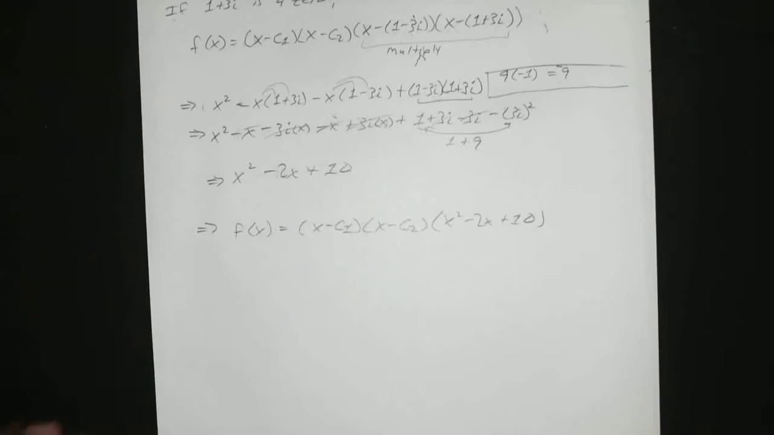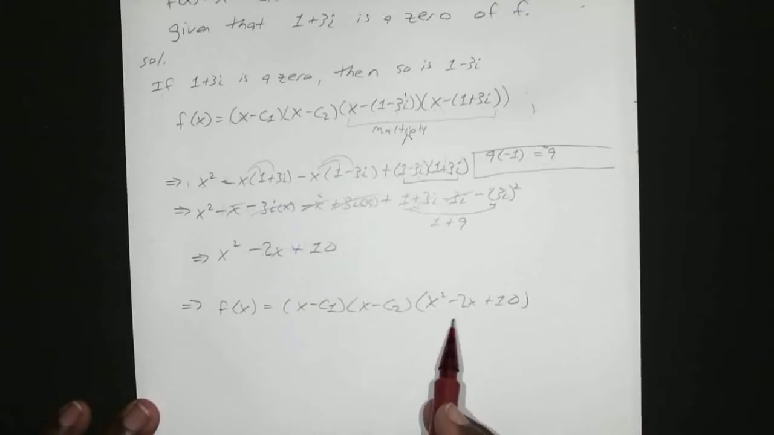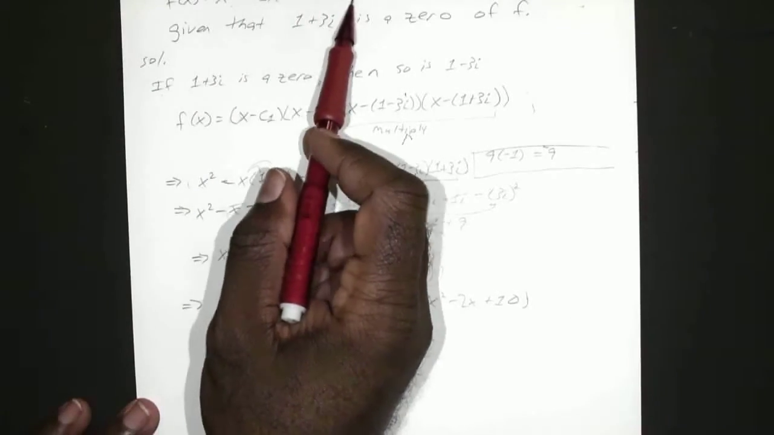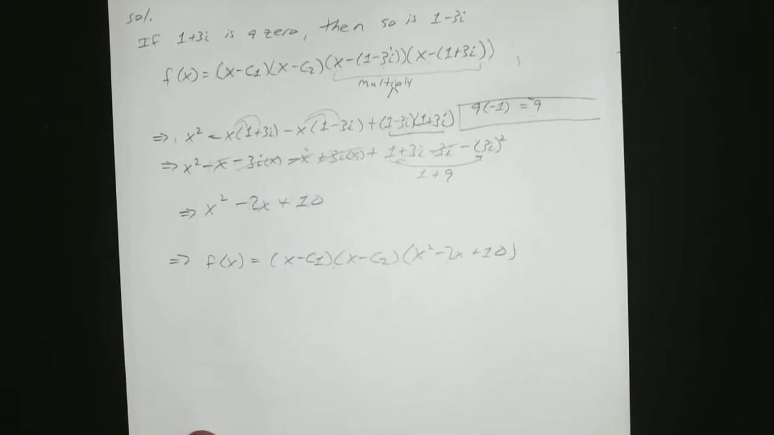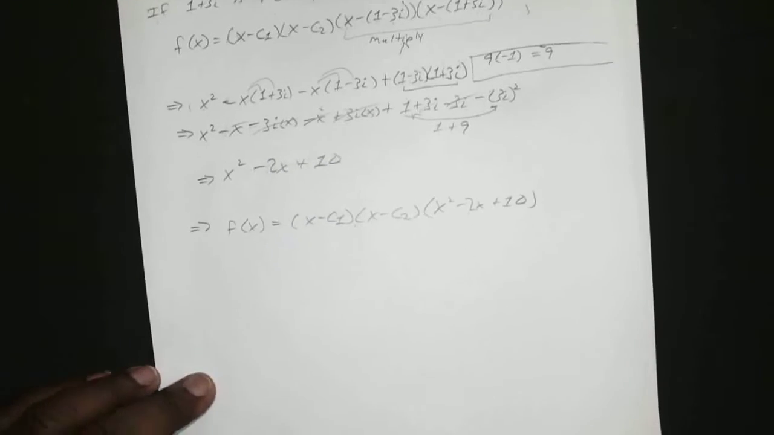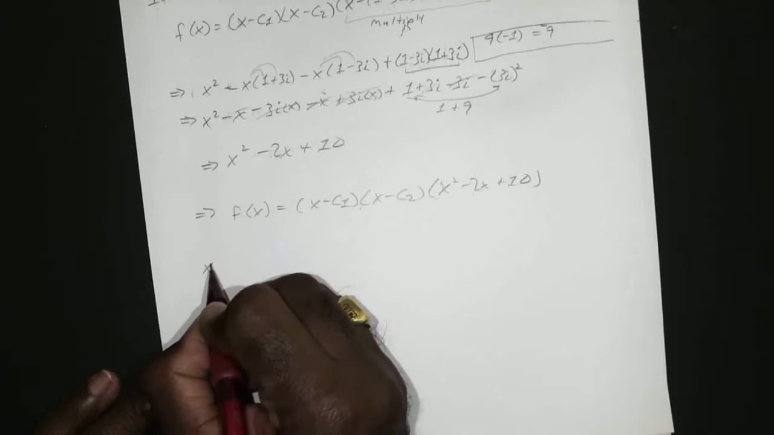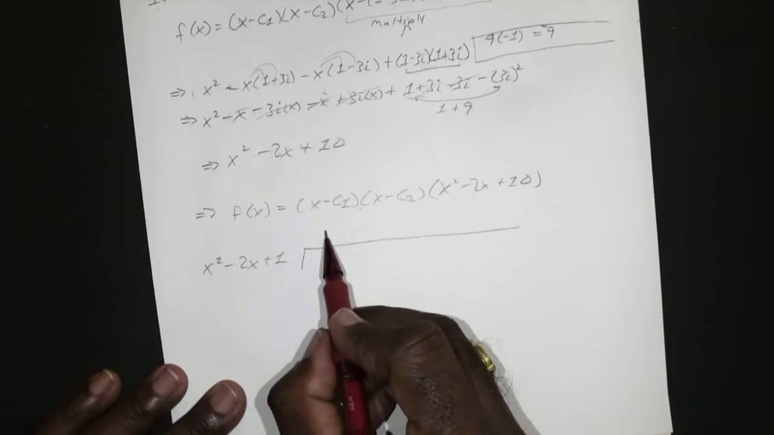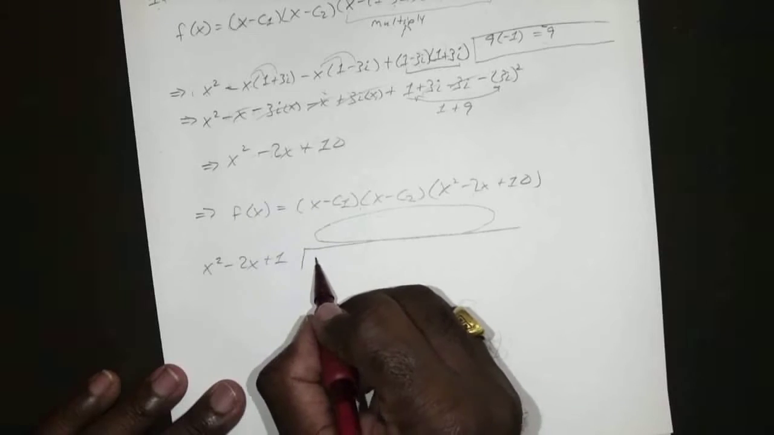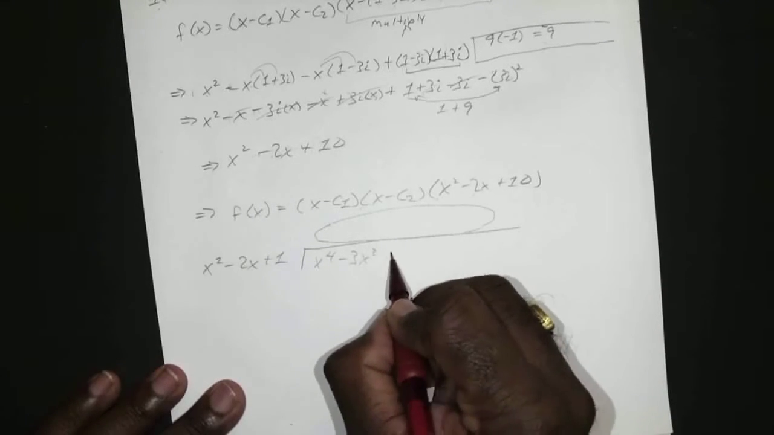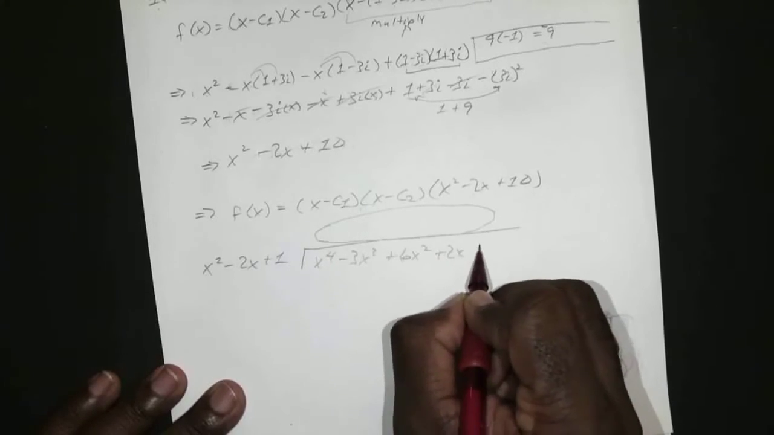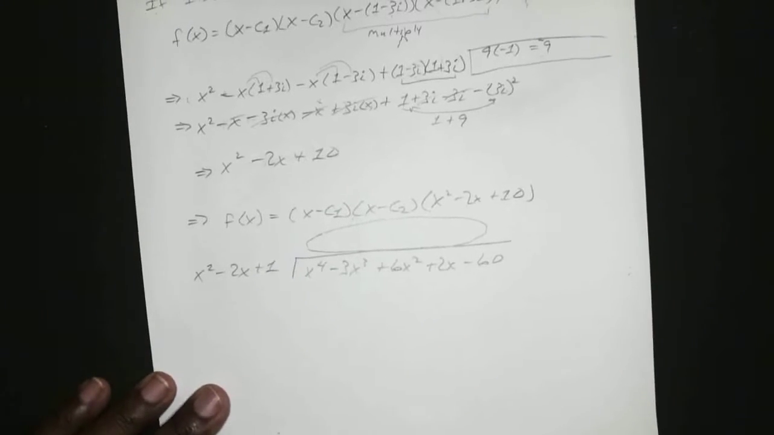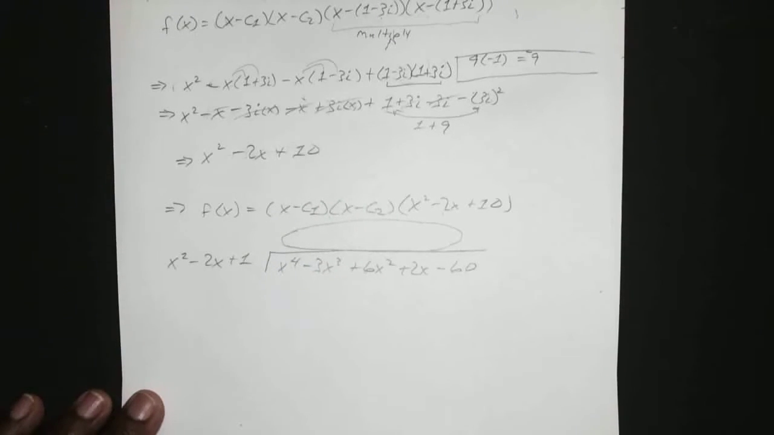Okay, now the one thing we know is that this times this should give us x to the fourth minus 3x plus 6x squared plus 2x minus 60. So all we have to do is use our division. We know that x squared minus 2x plus 10 times whatever we get up here should give us x to the fourth minus 3x to the third plus 6x squared plus 2x minus 60. So now all we have to do is divide.